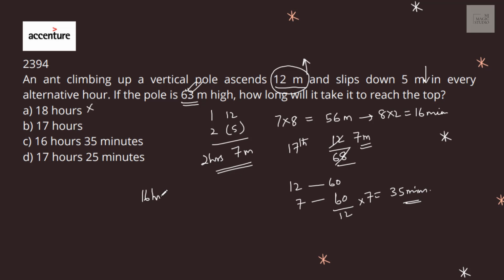So in 16 hours, the ant reaches 56 meters. In next 35 minutes, the ant will climb another 7 meter and the ant would be at the top. So it should be 16 hours 35 minutes. Answer C fits in.